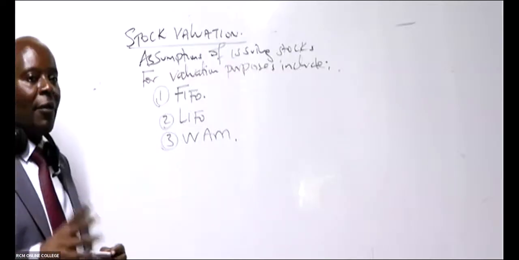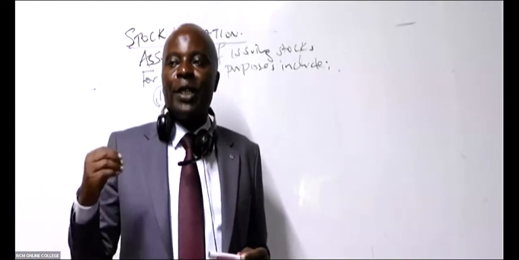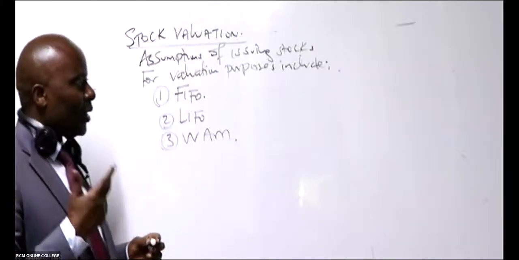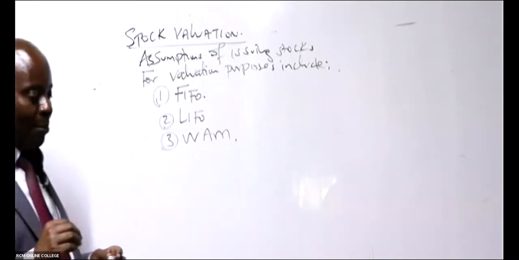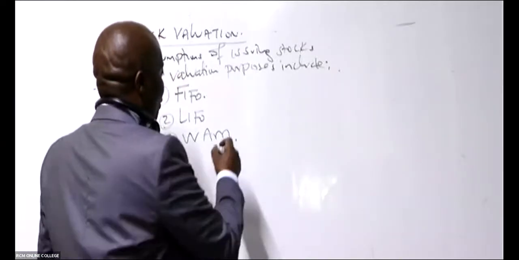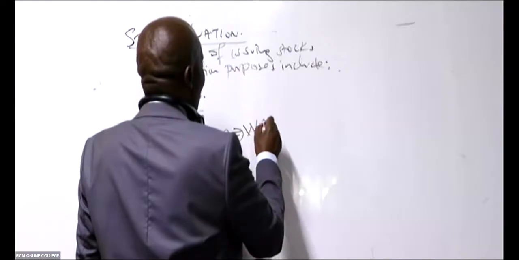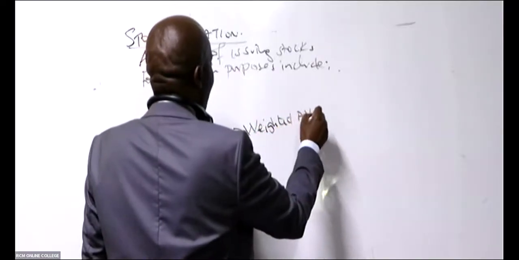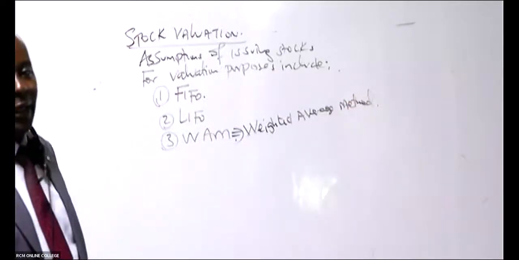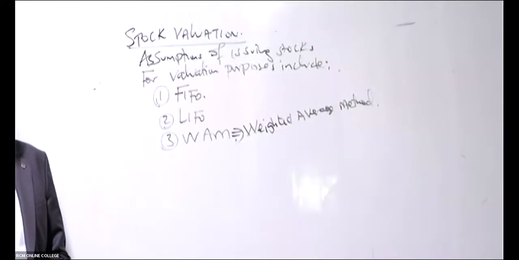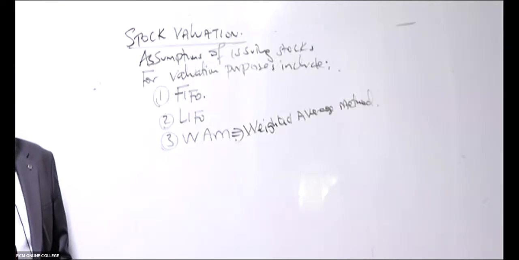FIFO is first in, first out. LIFO is last in, first out. And then we have WAM. WAM is weighted average method. Weighted average method. So FIFO is first in, first out. LIFO is last in, first out.